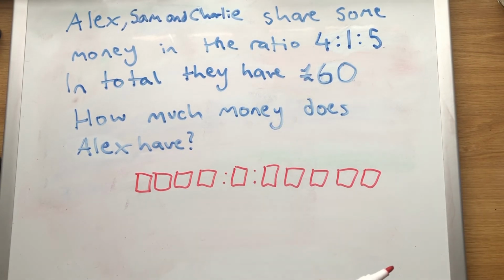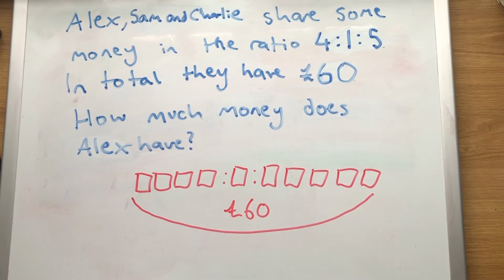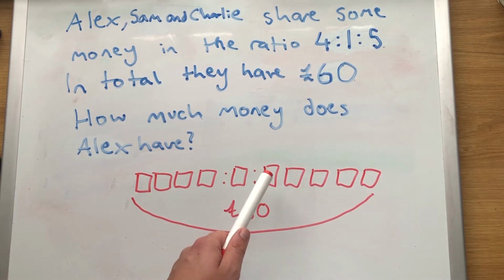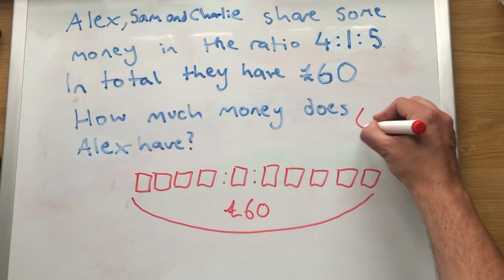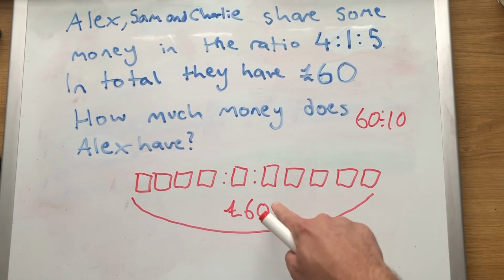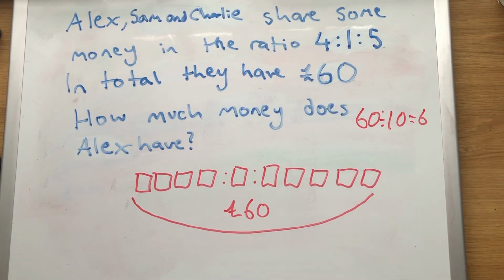In total, they have £60. So in total, all of it is £60. All of the boxes will add up to 60. We now need to work out how much one box is worth. They're all equal boxes. We have 1, 2, 3, 4, 5, 6, 7, 8, 9, 10. So we want to do 60, our total, divided by our number of boxes, 10, and we will get 6. So every single box is worth 6.